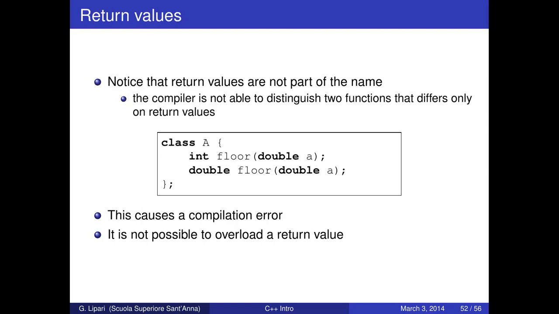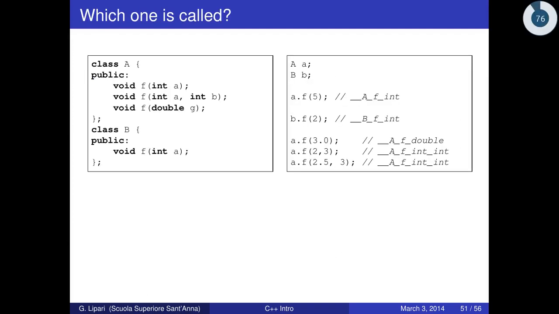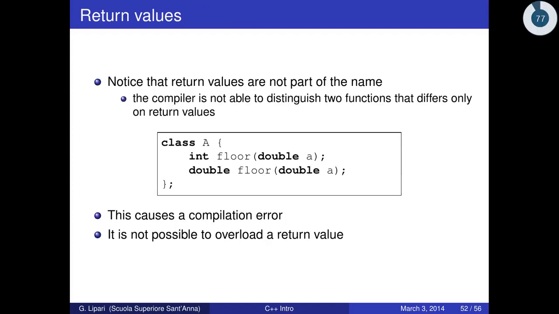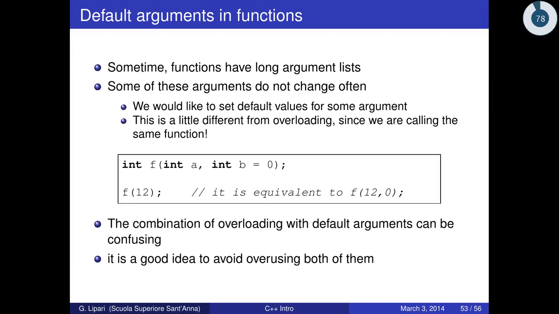Notice that return values are not part of the name, and the compiler is not able to distinguish two functions that differ only in return values. So if you have class A and you have two functions, foo, one that returns an integer, another one that returns a double, this is a compile time error, because the compiler is not able to distinguish these two. In other words, the internal name is going to be the same. Okay? And this means that it's not possible to overload the return value. The reason is clear: the compiler decides which function to call based on the argument list, and not on how the return type is going to be used. So there is no way of distinguishing between these two. This is ambiguous, and so it's a compilation error.